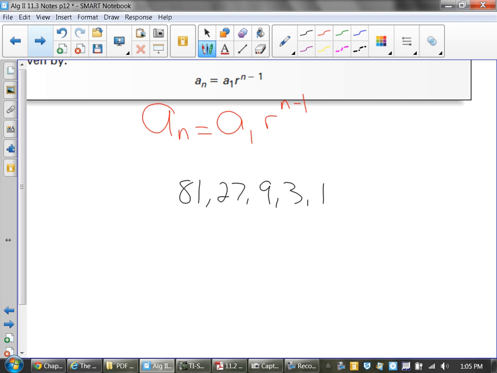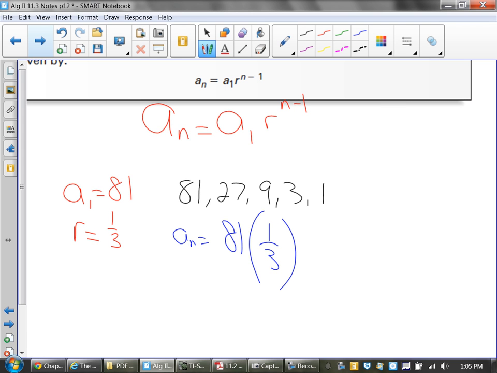Are you multiplying? Yes. I'm going to show you what it looks like when we write out the nth term for this sequence. Again, we identify what our first term is. What is it? 81. And do you remember what the ratio was? 1/3. So when you go to write this out in terms of the nth term, it will always look like the following. First term times your ratio, put that in parentheses, to the n minus 1. And that's it.